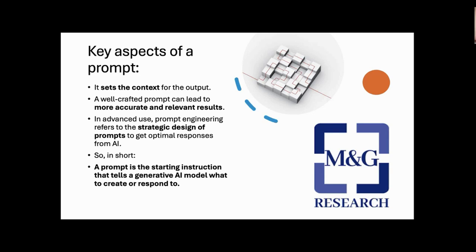So in advanced use, prompt engineering refers to the strategic design of prompts to get optimal responses from AI. At M&G Research, we are in the process of developing specific prompts for each and every section of the research process. So we have prompts to generate a good topic for your research, prompts for generating your abstract, a background of your study, research questions, and each and every aspect. That's what we now regard as prompt engineering.